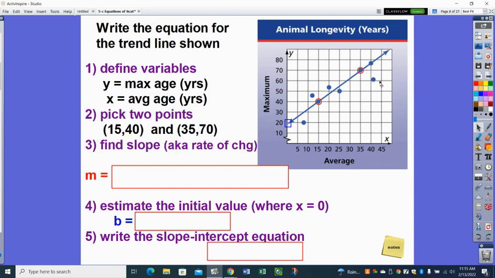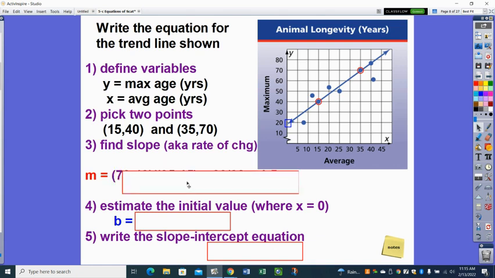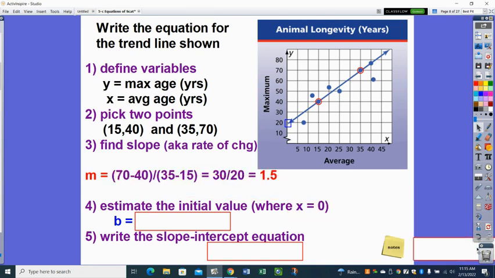I now stop looking at the graph for a minute, and I calculate slope. Could you please calculate the slope of those 2 points? Now, we should all agree on this 100%, but 70 minus 40 would be your rise, the top, and 35 minus 15 would be the bottom. 30 divided by 20 to get a unit rate, and it's 1.5 maximum years per every year average, basically, okay?